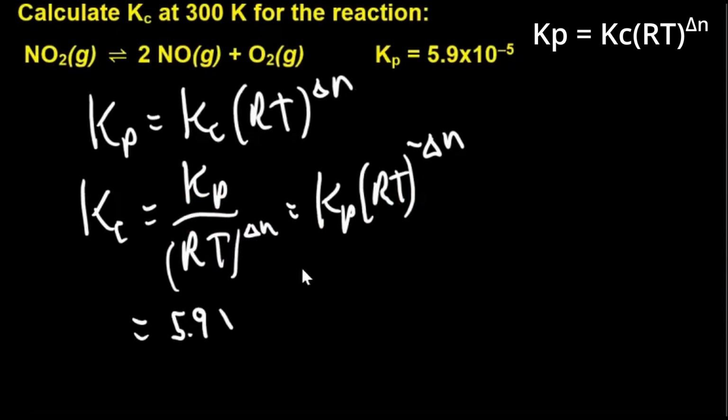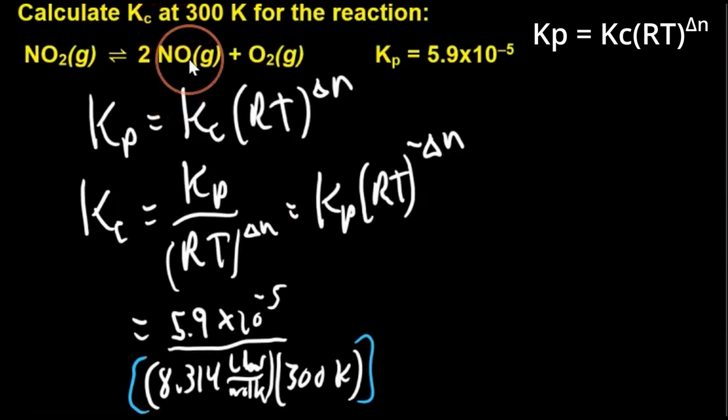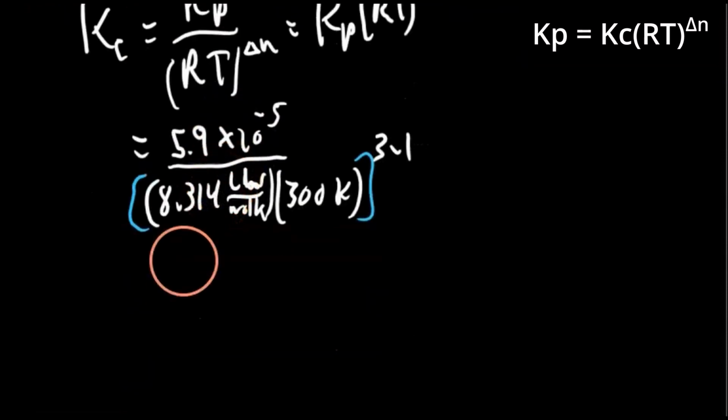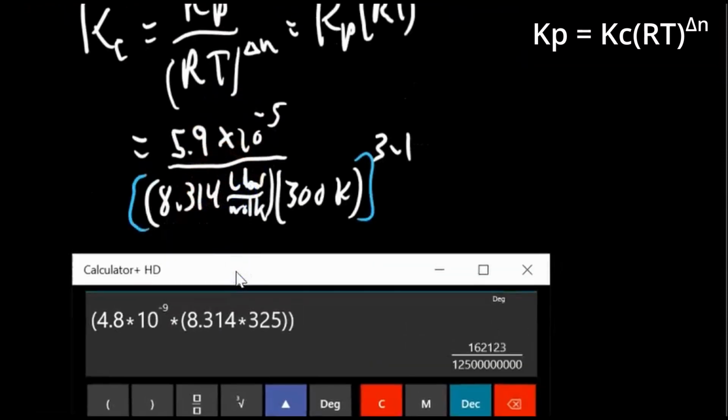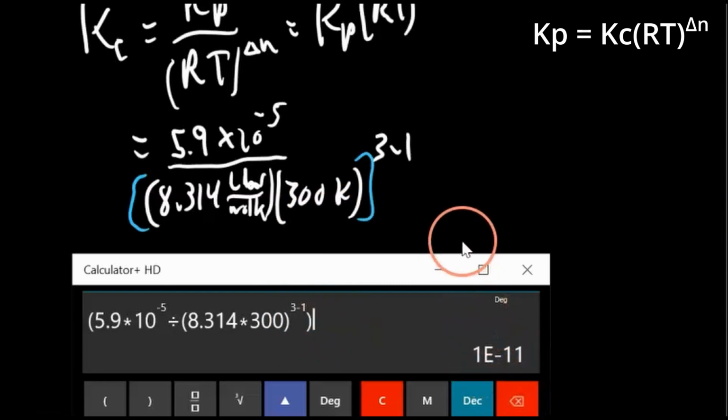Kp is 5.9 times 10 to the negative 5. R is 8.314 liters bar per mole Kelvin, although the units don't matter at all. 300 Kelvin, we want to make sure we're in Kelvin. And we want this whole denominator to be products minus reactants, so delta n is going to be 3 minus 1, so 2, a different number, finally. All right, let's plug this in. So we have 5.9 times 10 to the negative 5 divided by 8.314 times 300, in Kelvin, to the power of 3 minus 1, which is 2. And it says 1 times 10 to the negative 11.